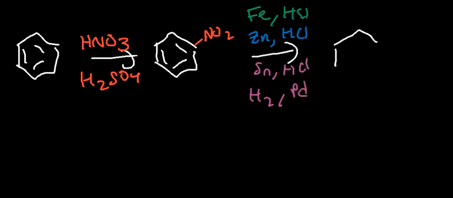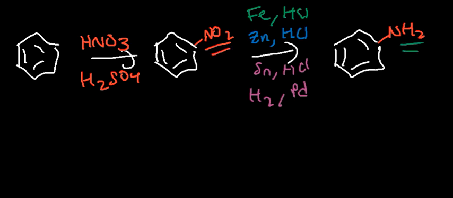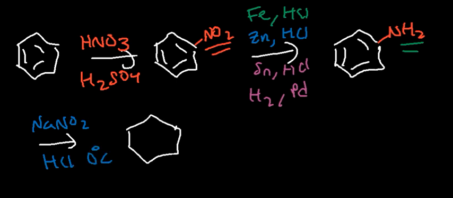What's going to happen is the nitro group will be reduced to an amine group, or an NH2 group. So right now, this was a strongly deactivating group, the nitro group, and now we have a strongly activating group, the amine group. At this point, if we add sodium nitrite with hydrochloric acid under very cold conditions, we can get a diazonium salt. This reaction is called diazotization, I believe.